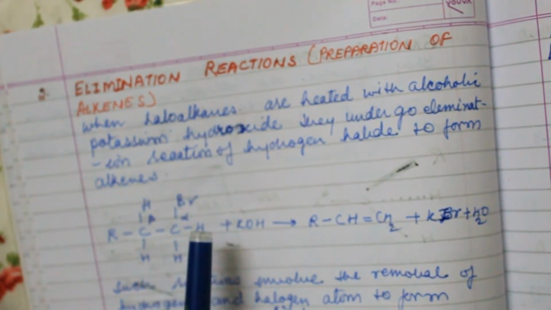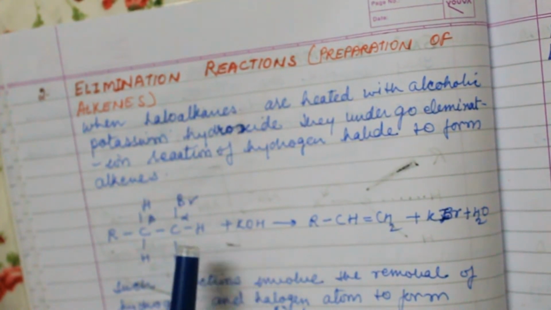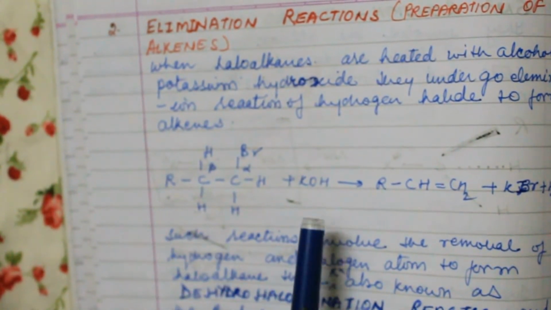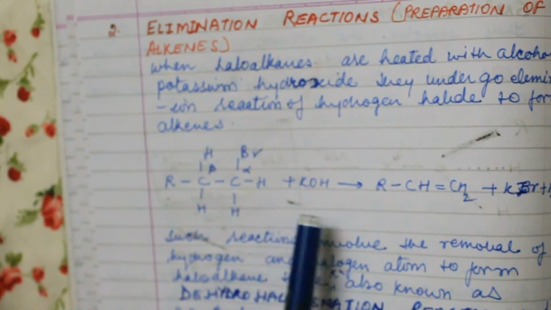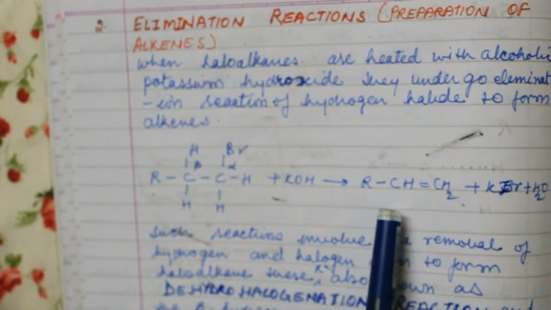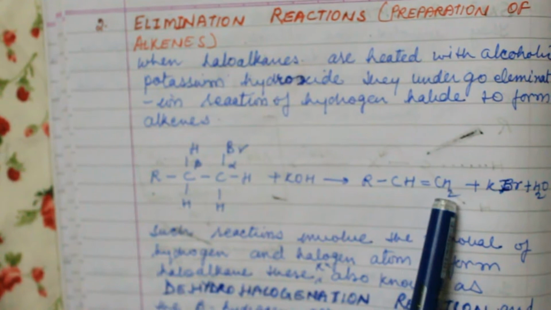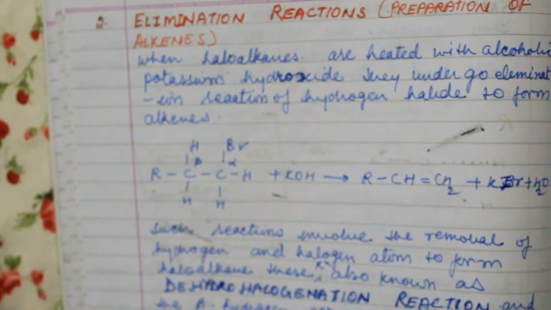That is why when any functional group is attached to the straight chain, that carbon becomes the alpha carbon. So this is the alpha carbon and this is the beta carbon. When they both react with each other, they form an alkene. So here the double bond forms after removal of Br, that is bromine.